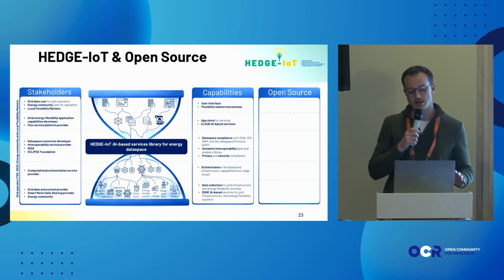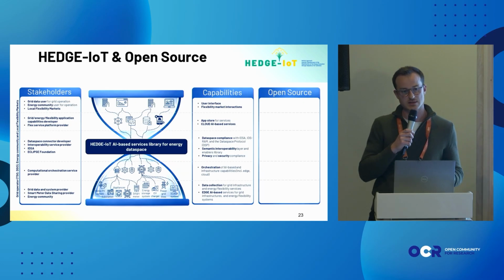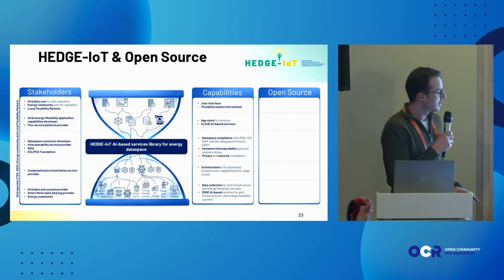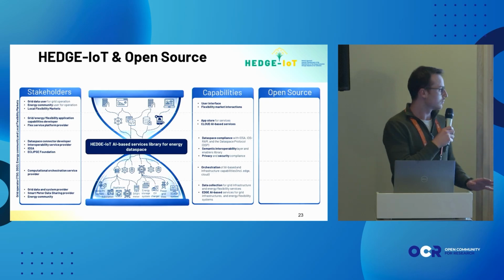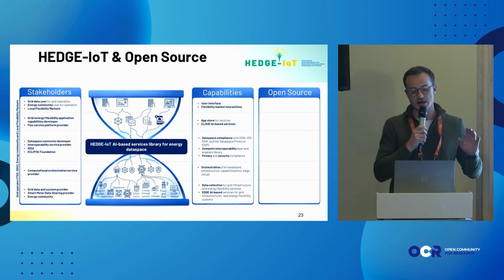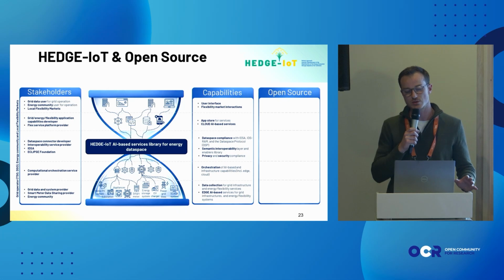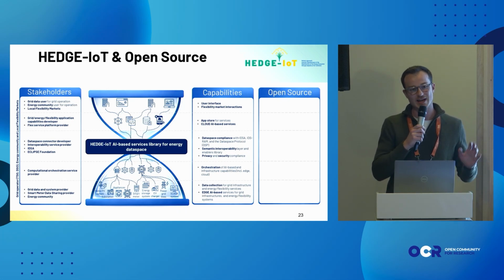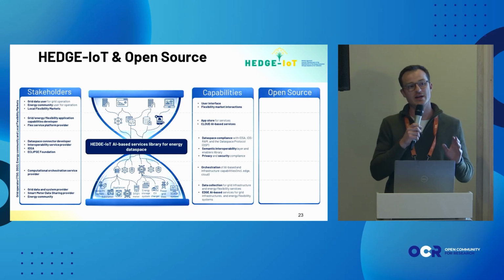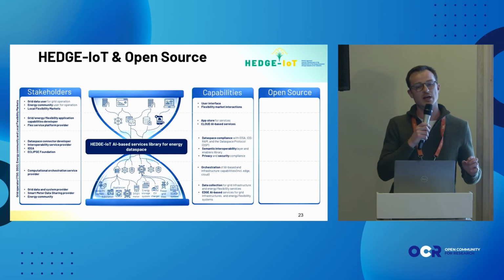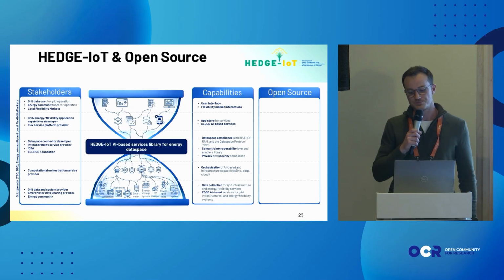The key aspect we want to highlight with Edge IoT is the AI-based service library for energy data space. That's the key point of the project. To allow this, we are implementing capabilities like an app store for all the services, to make them available throughout the architecture for all the different stakeholders. Also, some cloud and edge AI-based services for energy, grid optimization, grid infrastructure, flexibility, and energy communities.